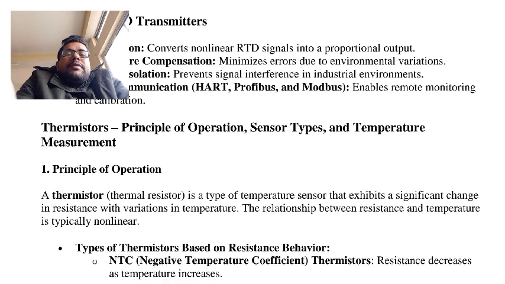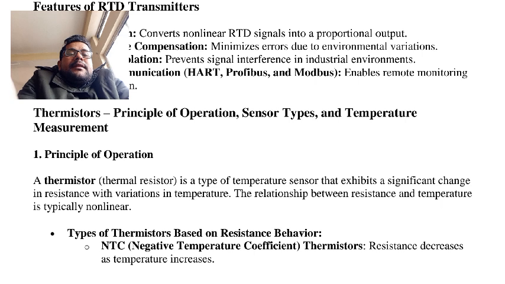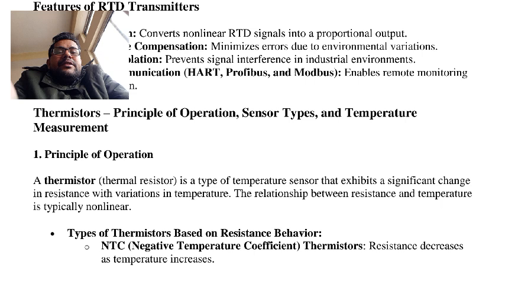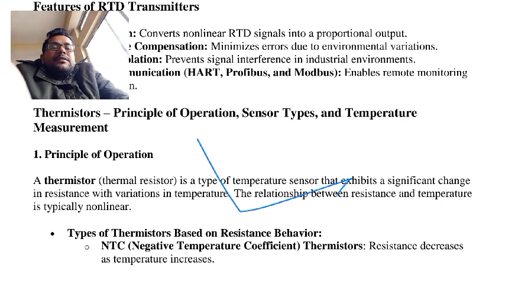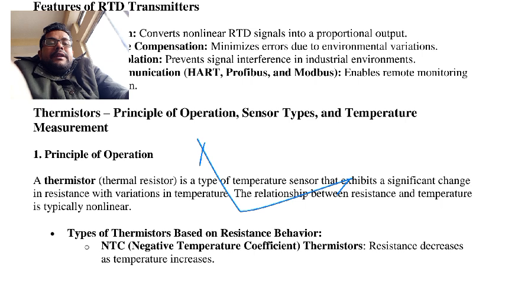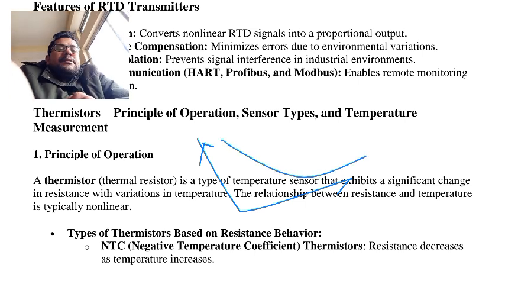First, the principle of operation of the thermistor. Thermistor is a thermal resistor, a type of temperature sensor that causes significant changes in resistance with variation in temperature. When we change the temperature, its resistance changes, but it does not change linearly. Its resistance changes non-linearly, whereas in the case of RTD, the resistance changes linearly. Generally in thermistors we talk about the NTC. This NTC looks like this.